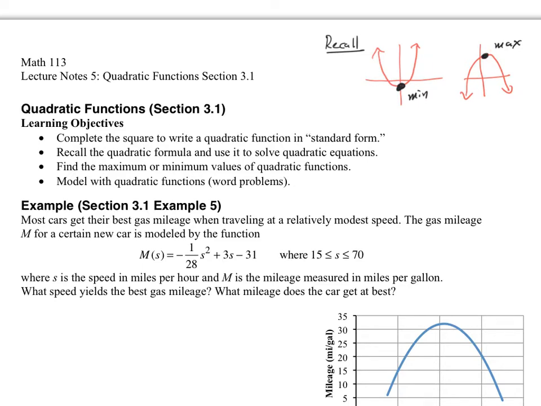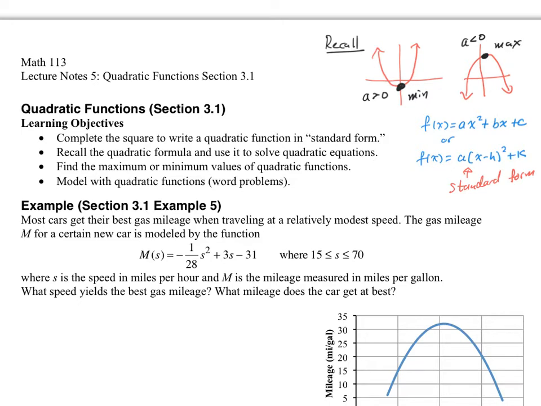And there are two ways to write a quadratic equation. You can either have f of x equals ax squared plus bx plus c, or you can have f of x equals a times (x minus h) squared plus k. This is usually called standard form, or at least that's how we will call it in this book. So if a is negative, you will have a maximum, and if a is positive, you will have a minimum.